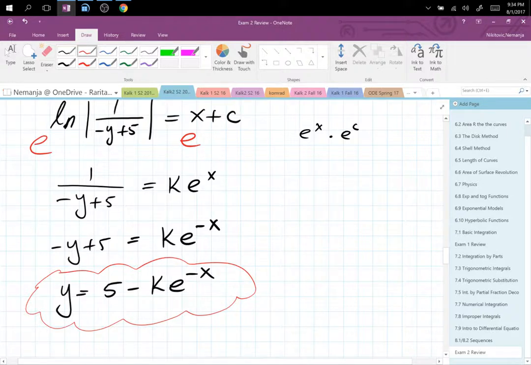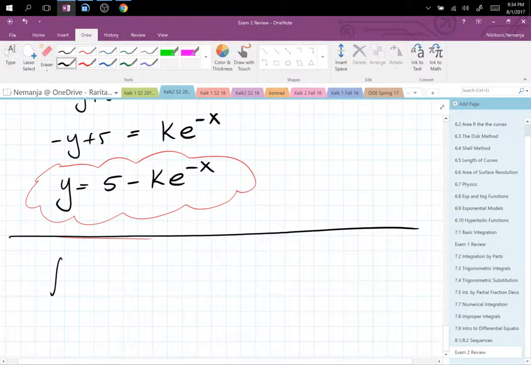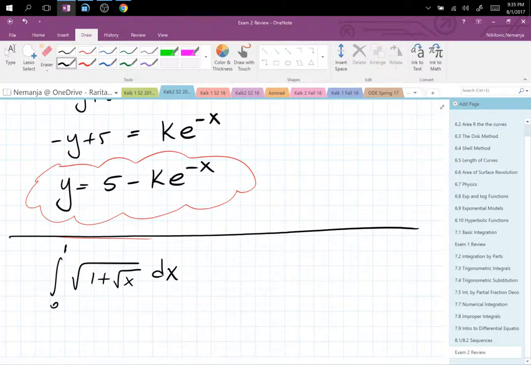Anything else? Yes. Now, number 44 is like 10.1, integration from 0 to 1, square root of 1 plus square root of x, inside the square root, dx. That one. Yeah. Oh, you're giving me good ideas for the test.